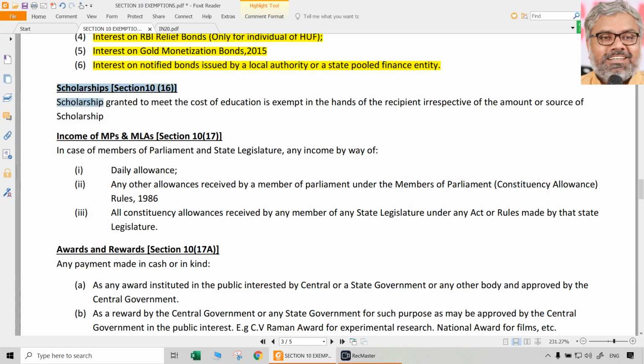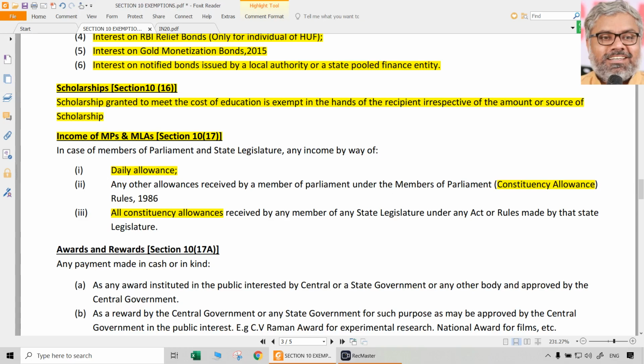Then other generic things, scholarships. Scholarships granted to meet the cost of education are exempt in the hands of the recipient, irrespective of the amount or source of scholarship. That's it. Income of MPs and MLAs under section 10(17) is exempt. Of course, not the remuneration. Remuneration is taxable. That is taxable under the head of income from other sources. But what is exempt? Daily allowance that they receive or some other constituency allowance, let us say, that is exempt. So all constituency allowances are exempt for MPs and MLAs.